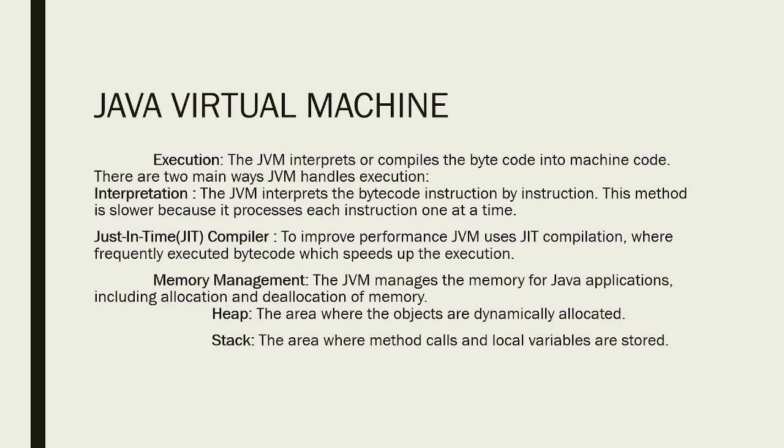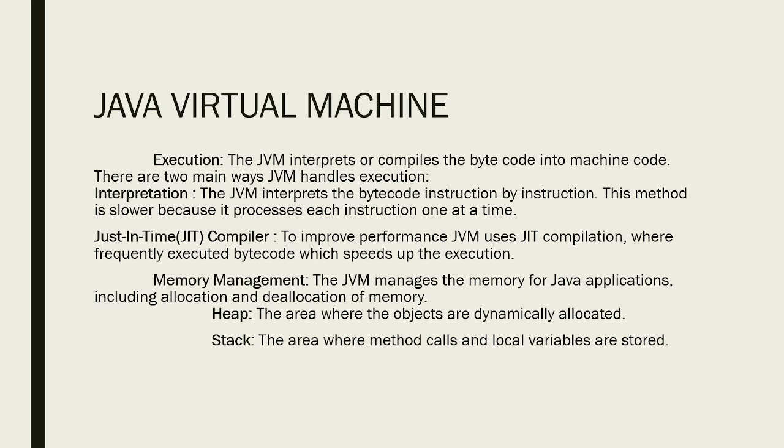Then, once the bytecode verification is done, the JVM interprets or compiles the bytecode into machine code, whereas bytecode is not machine code. First, the JDK converts the source code into bytecode. Bytecode is the intermediate code, which the JVM converts into machine readable code. In this, there are two main ways: one is interpretation and one is compilation.